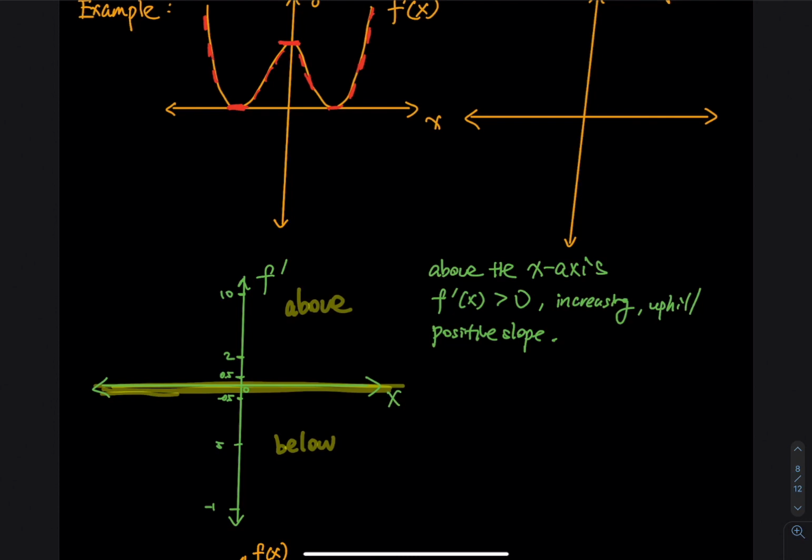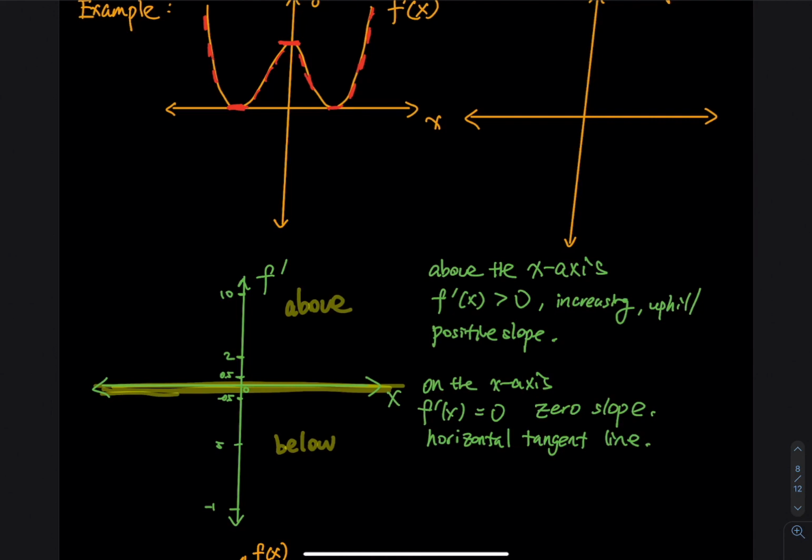What if I have a point exactly on the x-axis? On the x-axis, what do we have? We have f prime of x equal to 0. That means we have a 0 slope. What is 0 slope? 0 slope means if you look at the tangent line, it is horizontal. Horizontal tangent line. So that is the midsection of the graph.